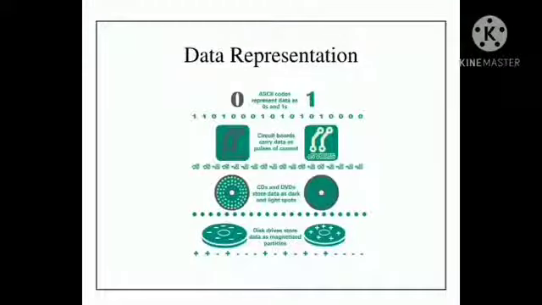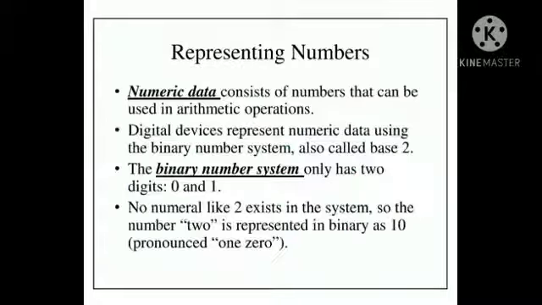Here are examples of data representation. Representing numbers. Numeric data consists of numbers that can be used in arithmetic operations. Digital devices represent numeric data using the binary number system, also called base 2. The binary number system only has two digits, 0 and 1. No numeral like 2 exists in the system, so the number 2 is represented in binary as 1, 0.